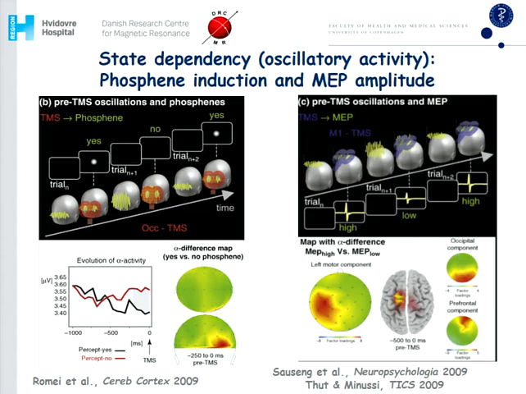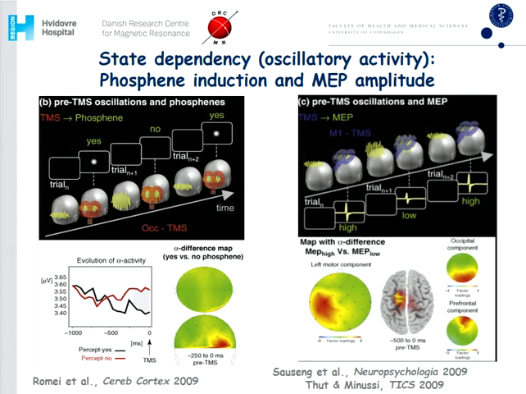Early studies used a kind of post-hoc sorting approach, both over the visual cortex, looking at the visual alpha, and over the motor cortex, looking at the MEPs. It was found that when you have a high power, your MEP amplitude is on average smaller. If you have a low power, then it's larger.